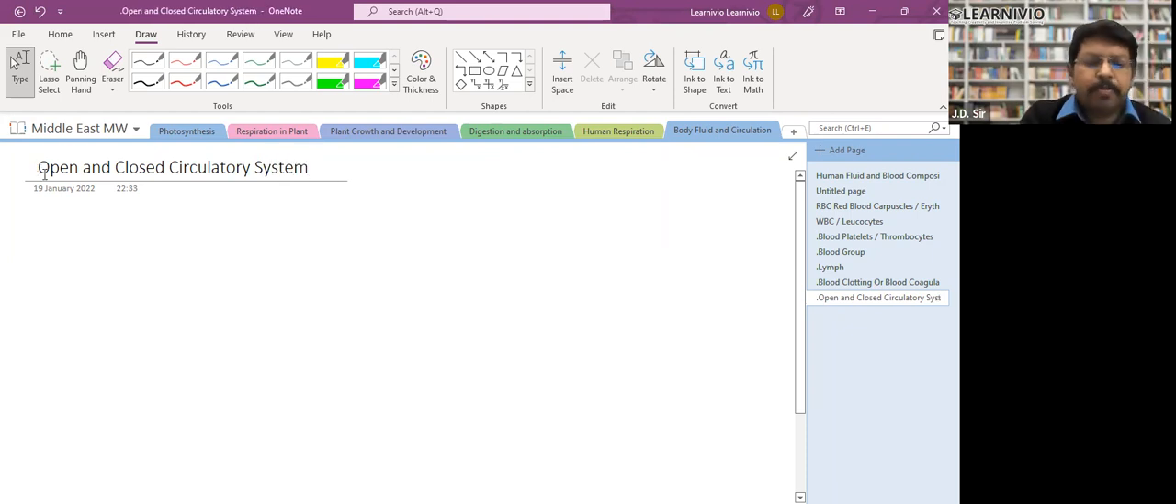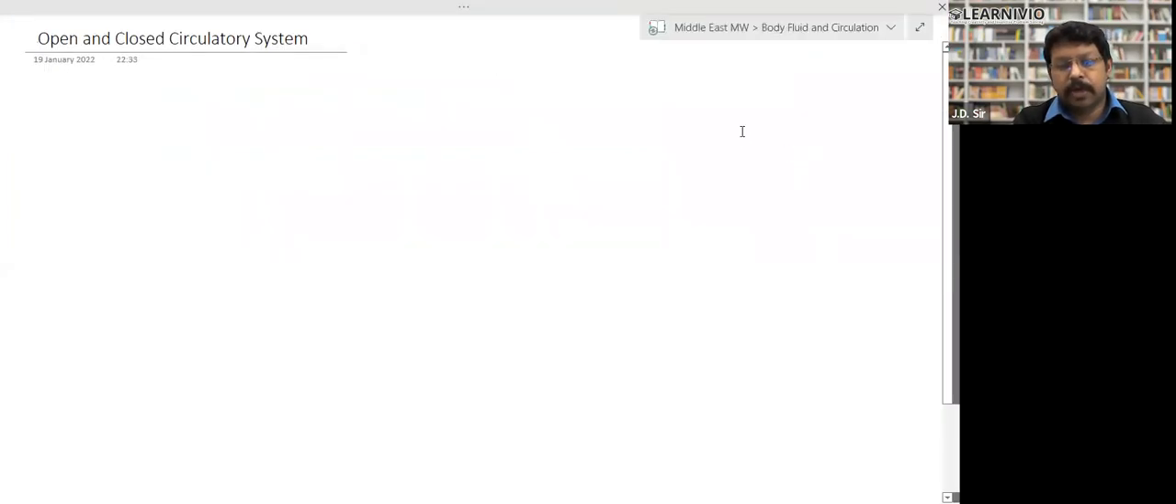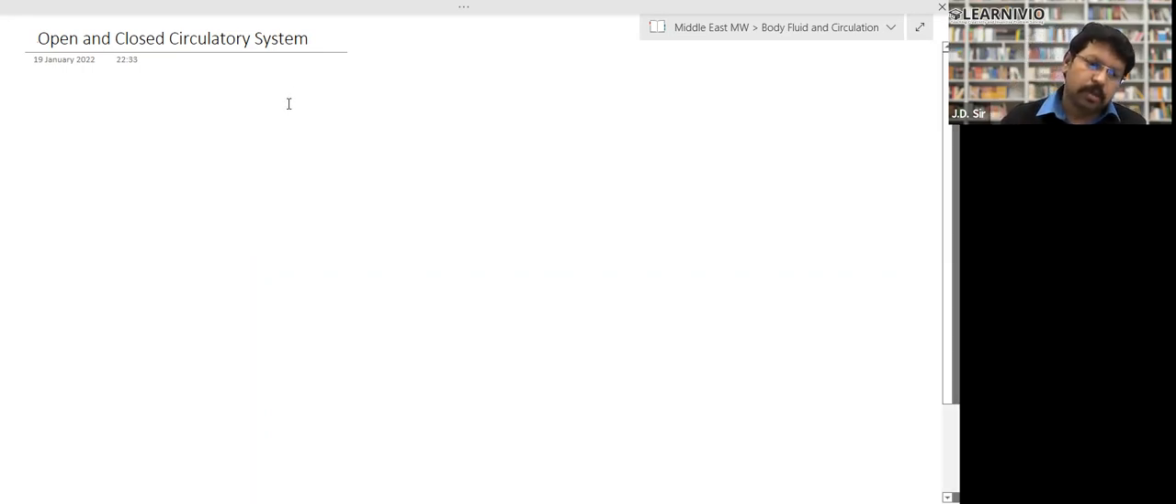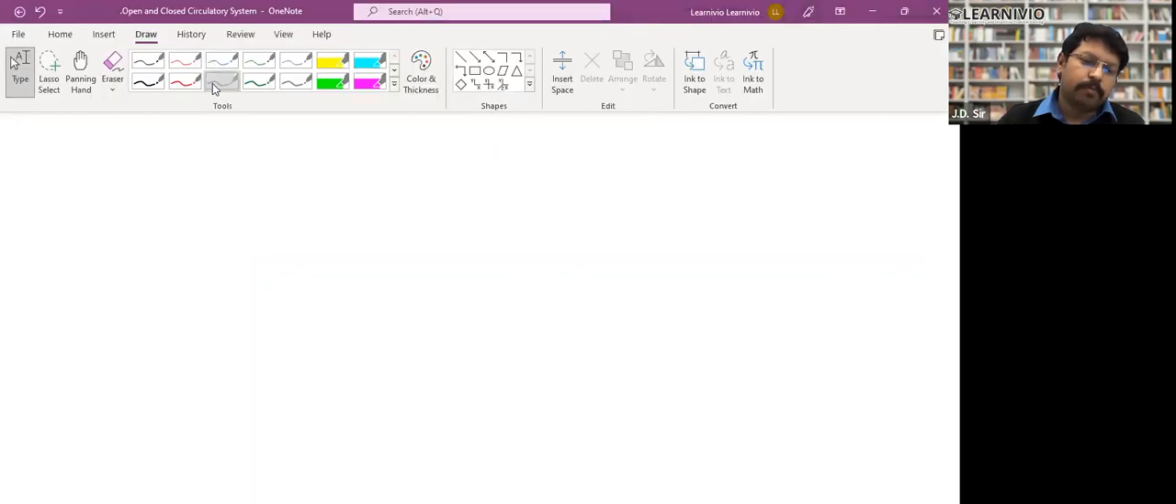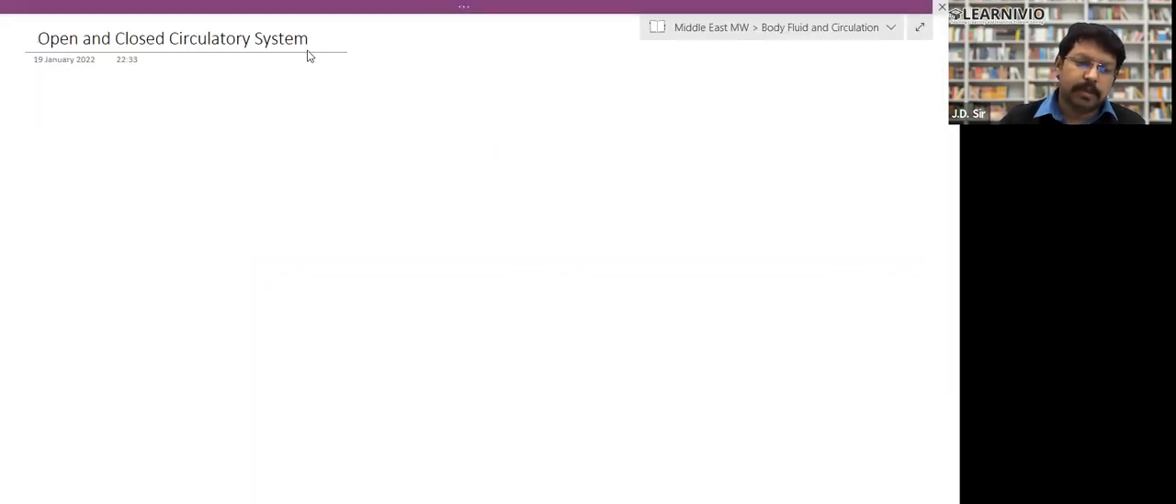Did you know what the open and closed circulatory system is? You must have studied it if we have covered Kingdom Animalia. Do you have any idea what the open and closed circulatory system is? Look, there are two types of circulatory system in animals.